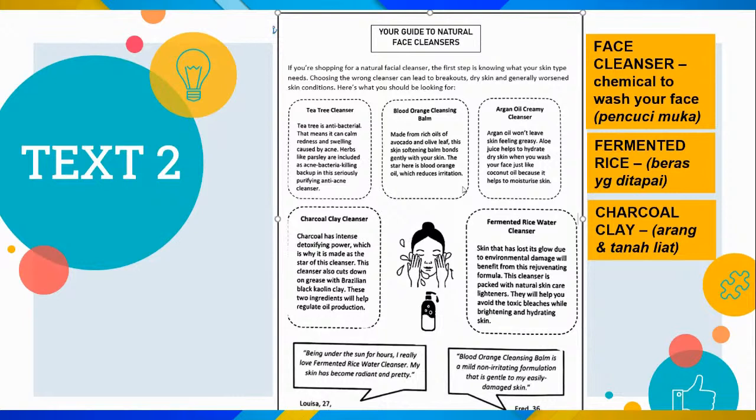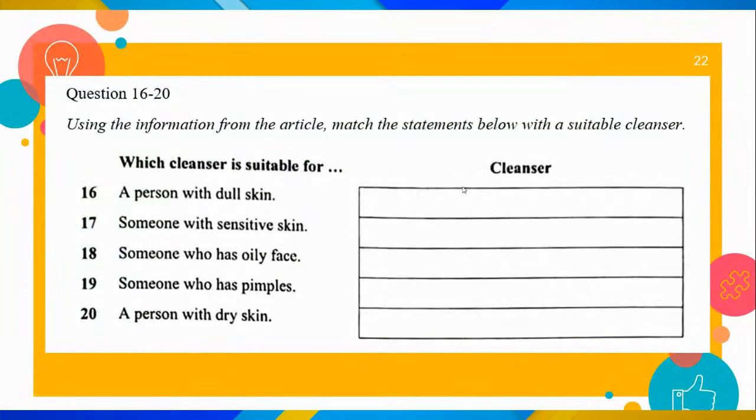Okay, for those of you who are into skincare, or call yourselves skincare junkies, face cleansers means pencuci muka. So for this text, please screenshot this page so that it's easier for you to discuss the answers with me later. Face cleanser means chemical to wash your face, which is pencuci muka. Fermented rice, beras yang ditapai, and charcoal clay, arang dan tanah liat. Fermented rice and charcoal clay are actually regular ingredients that you can find in face cleansers. So you can see there which one is the main idea. Now screenshot this and let's move on to the questions. Please screenshot the questions so that you can follow the discussion well. Okay, right.